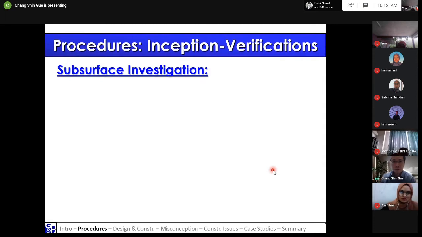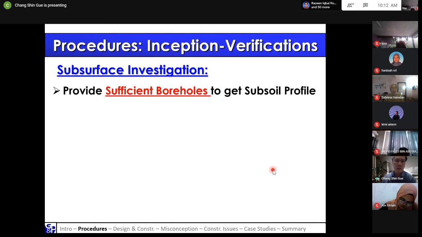So in terms of SI, of course, this will be a big topic, so I'm not going into detail, but just to give you an idea that you need to provide sufficient boreholes in order to get the subsoil profile.